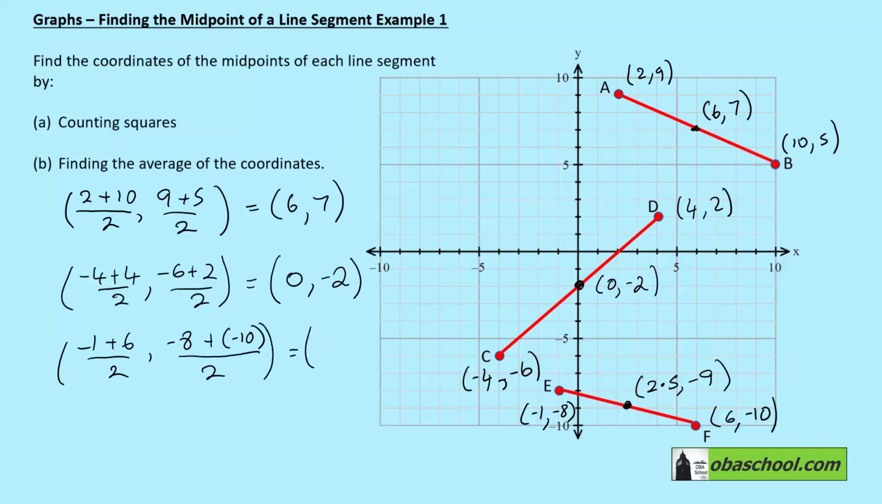-1 add 6 is 5. 5 divided by 2 is 2.5. -8 add -10 is -18. Divide that by 2 is -9.